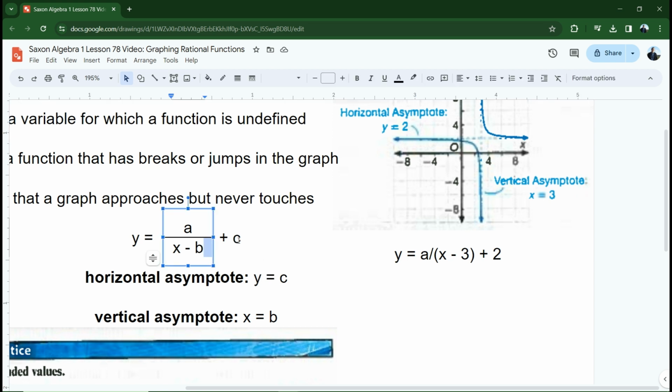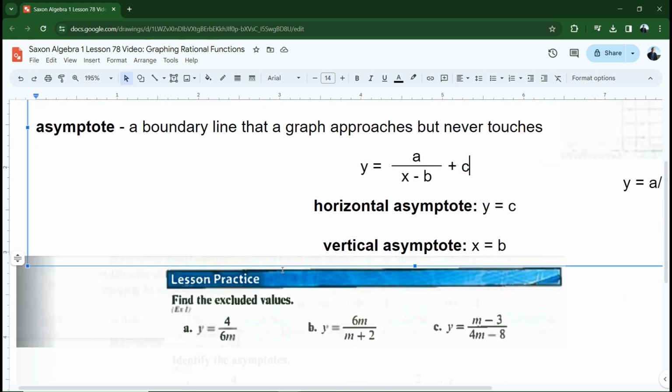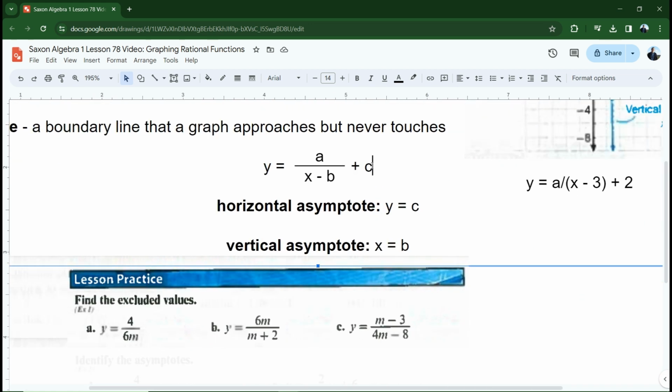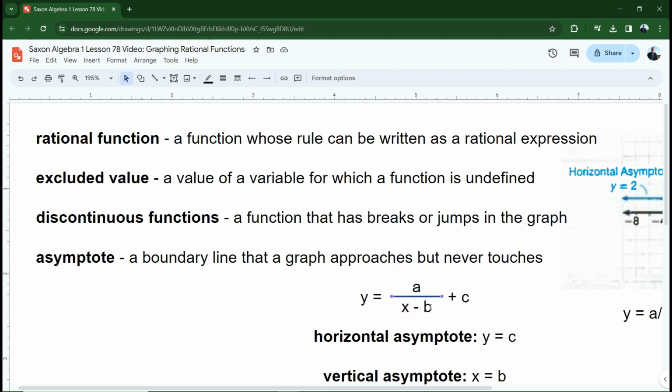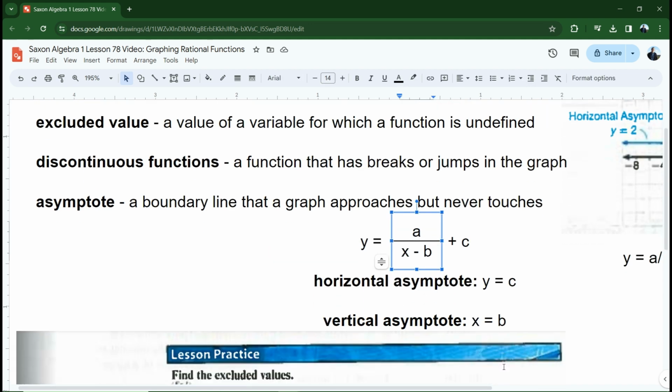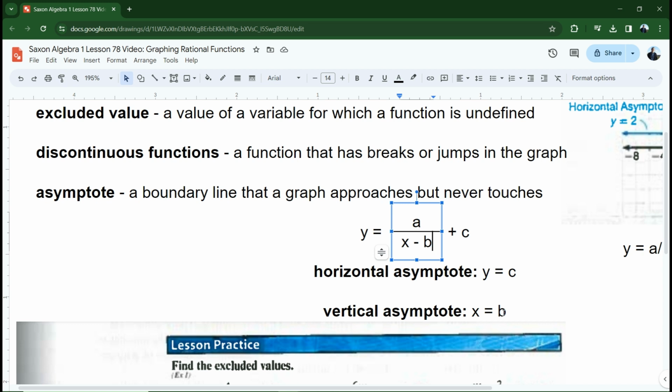I plug in whatever number this C is in the formula. A vertical asymptote at x equals b, what do I plug in for b? Well, as long as my equation has x minus a number in the denominator, whatever number is being subtracted here, that's what I plug in for b in this equation.